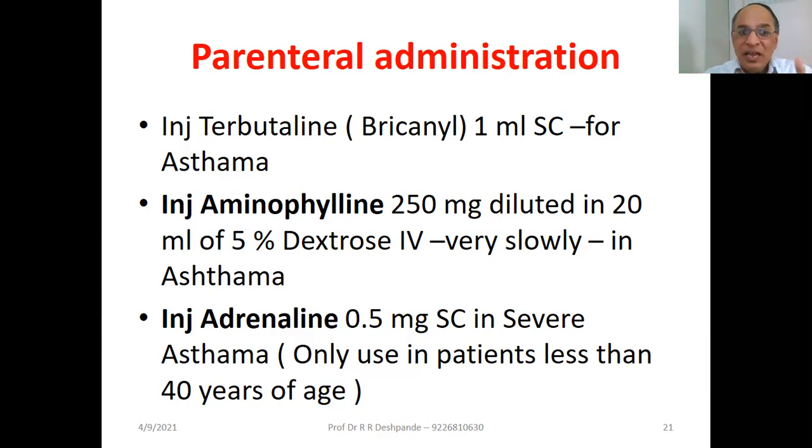For example, if adrenaline is given without any care to a patient more than 40 years of age, and the patient is suffering from a cardiac problem like fibrillation, he can die. So adrenaline should be used below 40 years of age, and not after 40 years of age, for bronchial asthma.